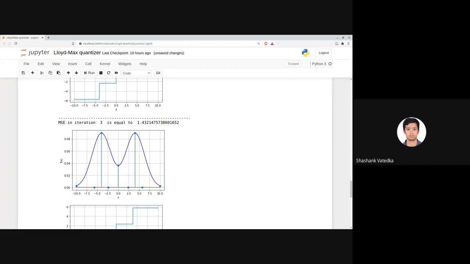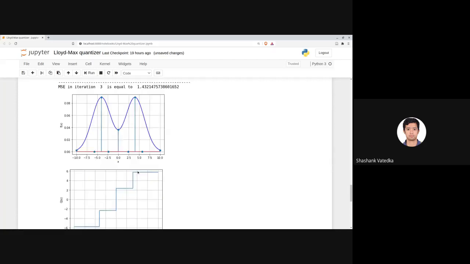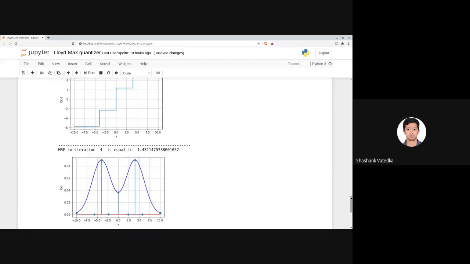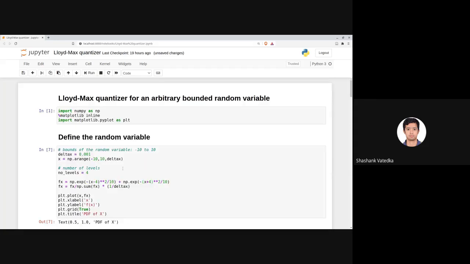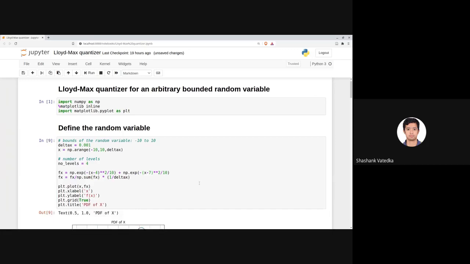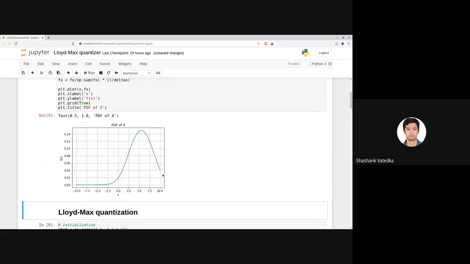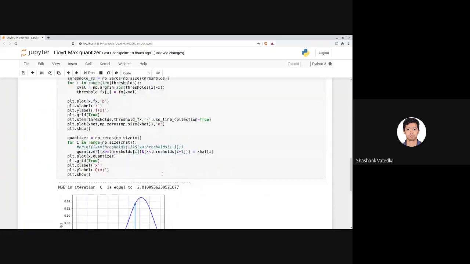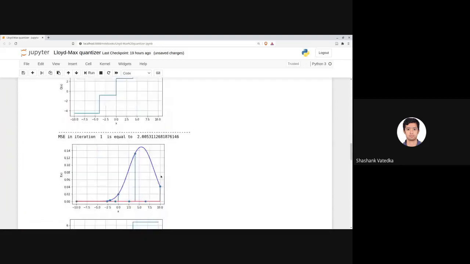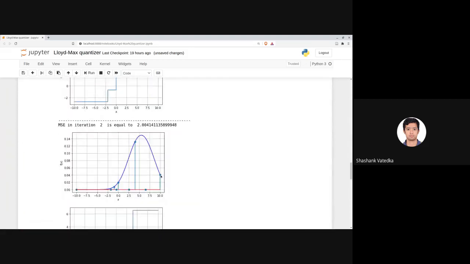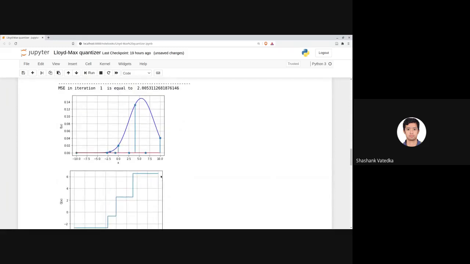So although in principle you may have to run the algorithm for many iterations, it usually converges very fast. And if this is the PDF, then it just converges in like 2 iterations.